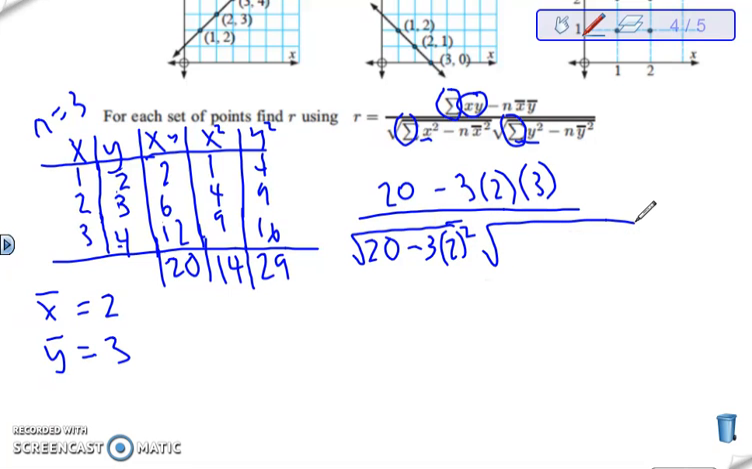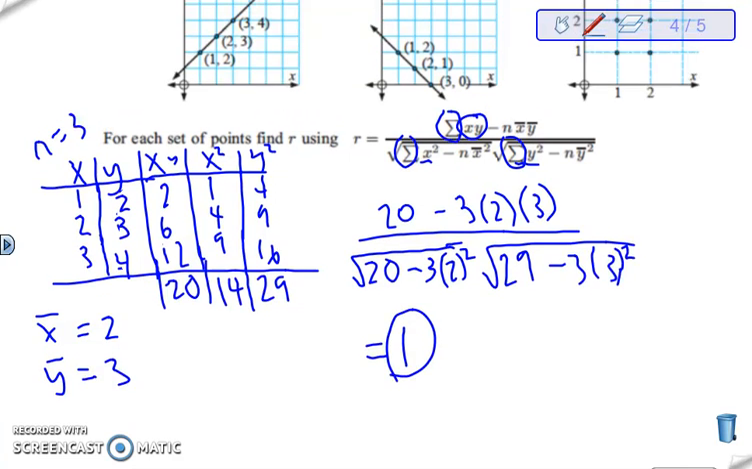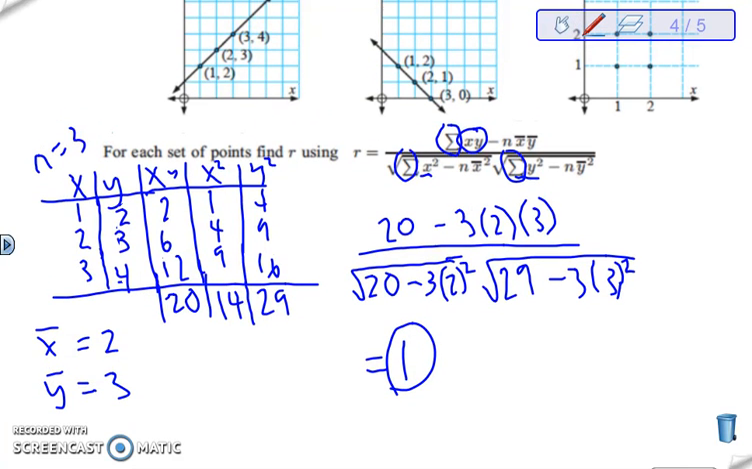Plug in here. So again, the total of Y squared was 29 minus 3 times 3 squared. And then I would type all that in, enter, and I should get 1. So we notice the line was perfectly straight. All the points were exactly on the line, and they were positive. So we have a perfect positive correlation.